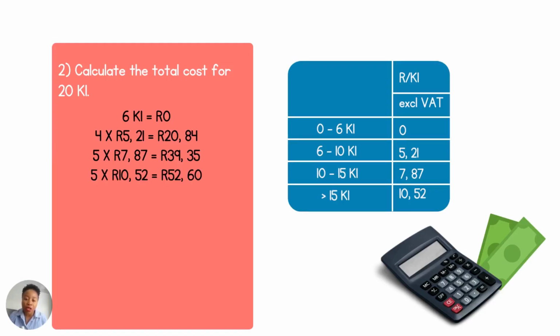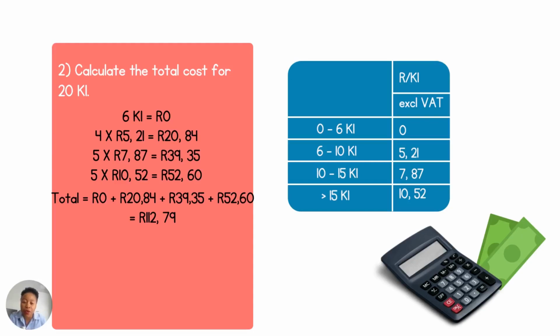So let us look at that. The 5 remaining kiloliters will fall on anything above 15 kiloliters, so it will fall on that last tariff. We will multiply the 5 by 10.52, and our answer will be 52 rands and 60 cents. Okay, so the next thing is to add all your answers together: the 0 rands for the 6 kiloliters, 20 rands 84 plus 39 rands 35 plus 52 rands 60. And your total answer will be 112.79. Remember to put the R for rands to specify the amount.